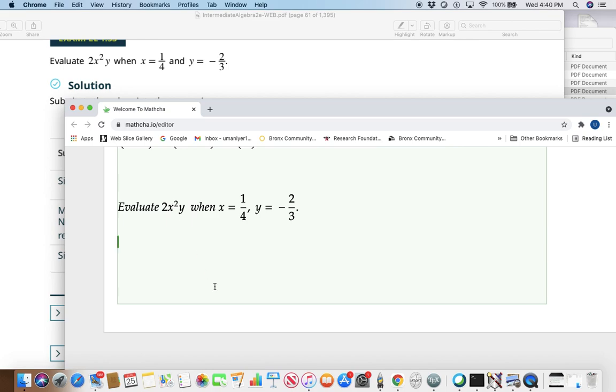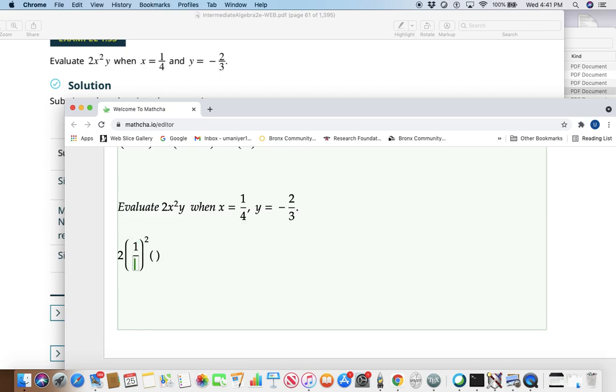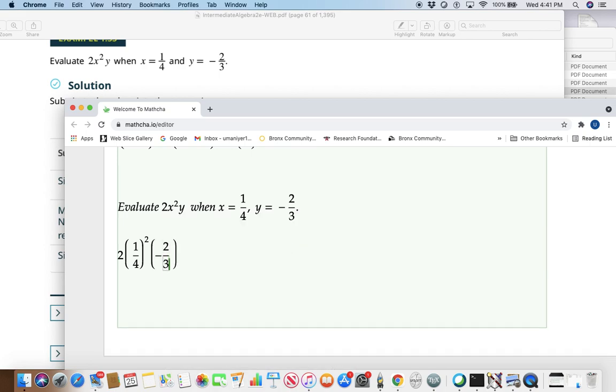All right. So what do we do? Wherever you see variables, you first write parentheses. Don't forget to write parentheses. Now you fill in these spaces. This parenthesis represents x, which is 1/4. So that's the fraction 1/4. The second parenthesis represents y, which is negative 2/3.